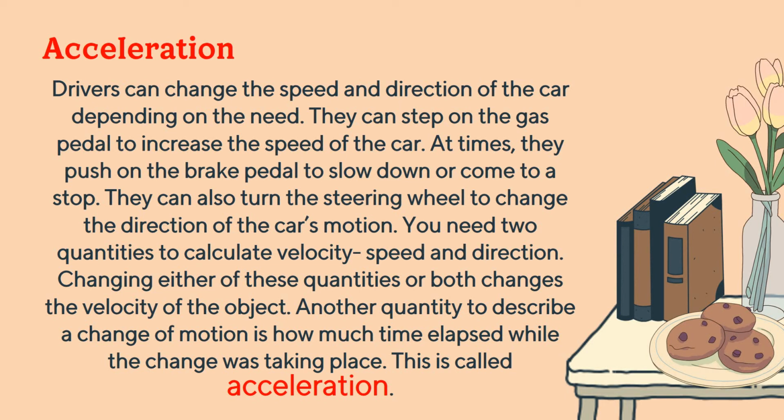You need two quantities to calculate velocity: speed and direction. Changing either of these quantities changes the velocity of the object. Another quantity to describe a change of motion is how much time elapsed while the change was taking place, and this is called acceleration.